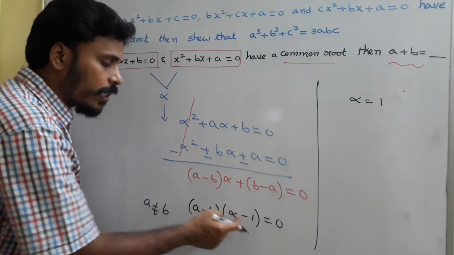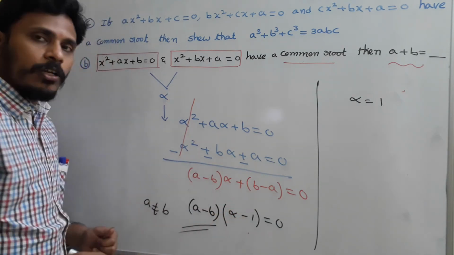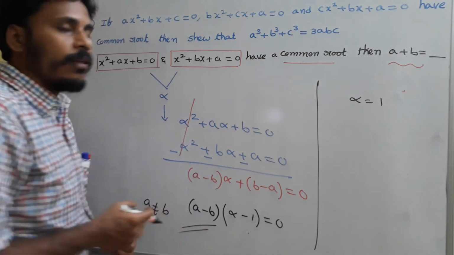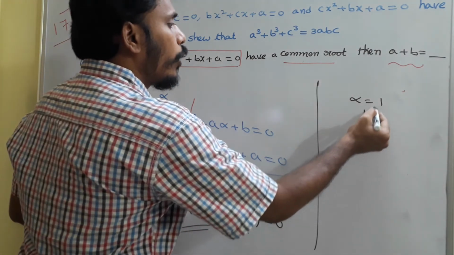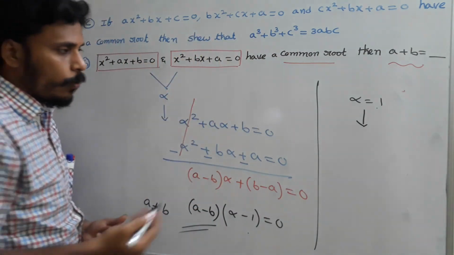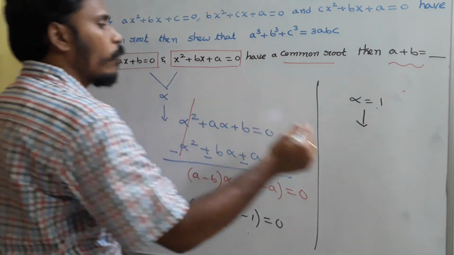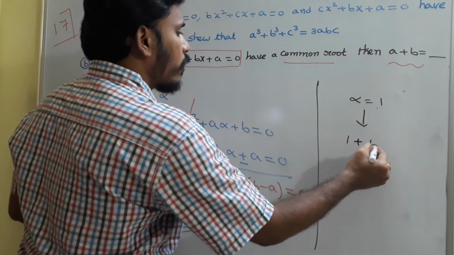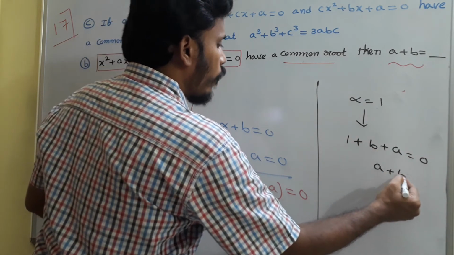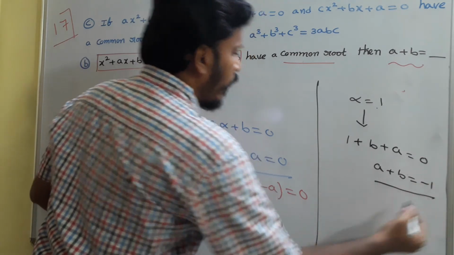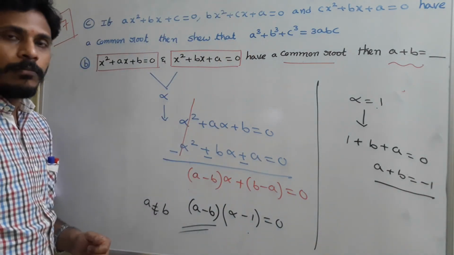Either this is 0 or that is 0. If you say that a not equals to b, then for sure you have that alpha is equals to 1. Okay. So since alpha is equals to 1, you need to replace alpha in any one of the equations. Now, if you replace in the first equation or in the second equation, 1 plus b plus a is equals to 0 and your value of a plus b is equals to minus 1. There ends the problem. Okay.